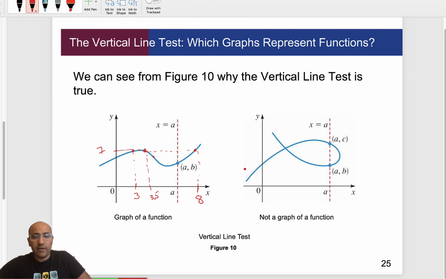What we cannot have is a case where the same value goes to two different outputs. So let's say, for example, here we have 3, and according to this graph, it leads to 7. But 3 going up here also leads to 9. So 3 leads to 7, but 3 also leads to 9. That's not a function. Not allowed. Can't have that. You can't have a case where the input value goes to two different outputs.